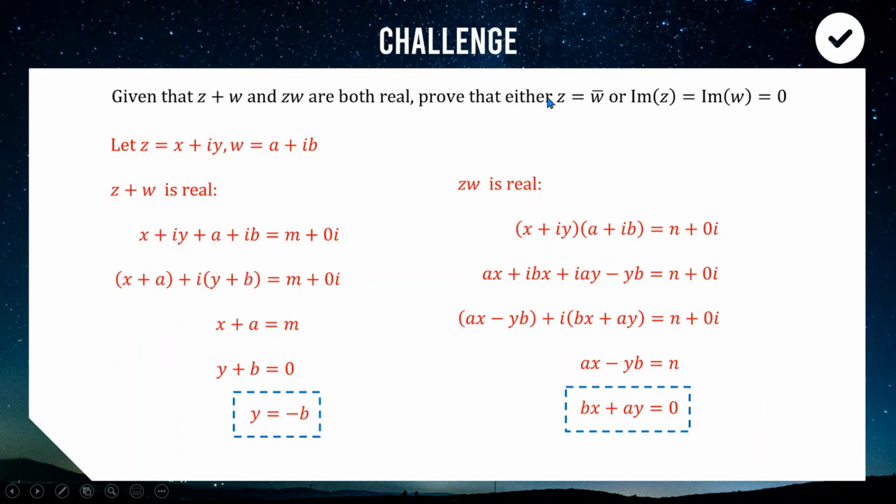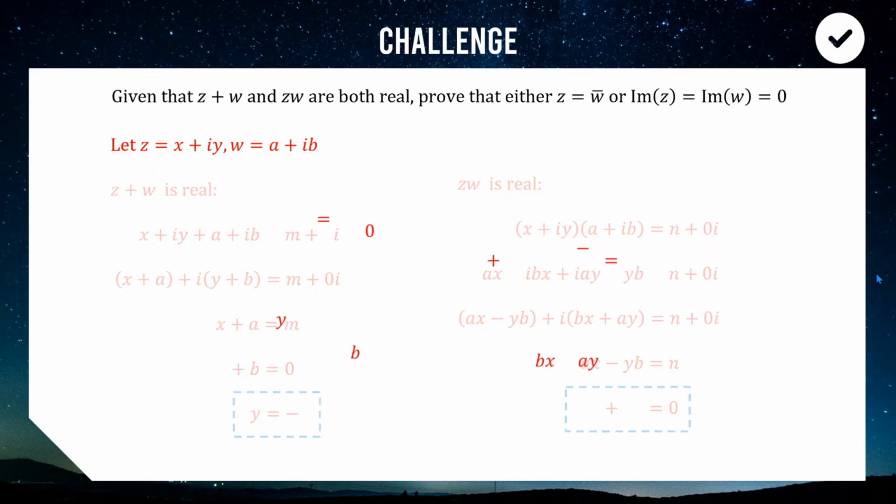So we're trying to prove that either z is equal to w conjugate, so x plus iy is equal to a minus ib, that's what we're trying to prove. Or that the imaginary parts, which is the y and the b, are 0. So we're going to see if we can prove those two facts using these two equations. Let's have a go.